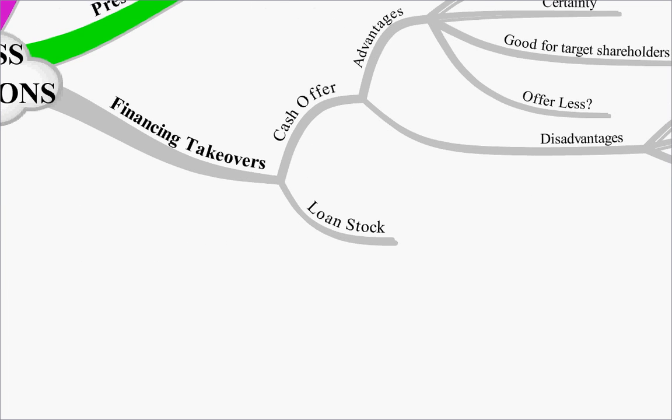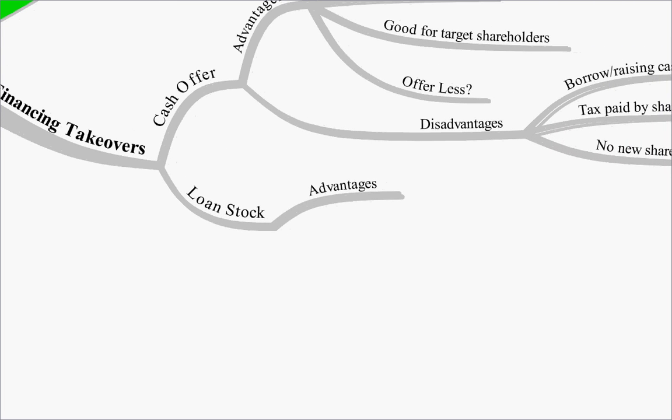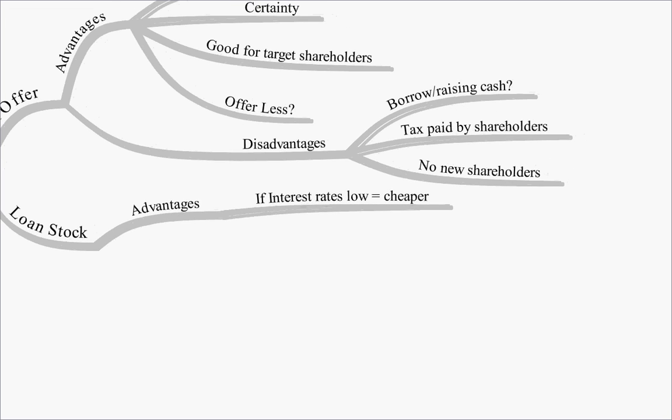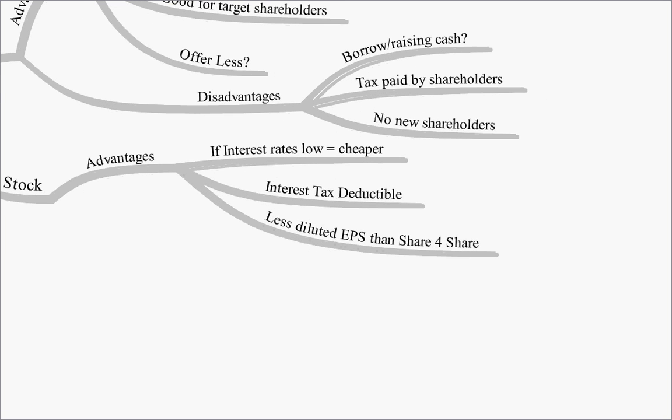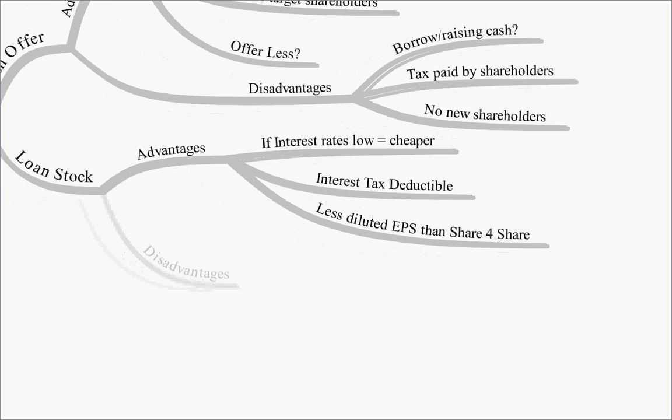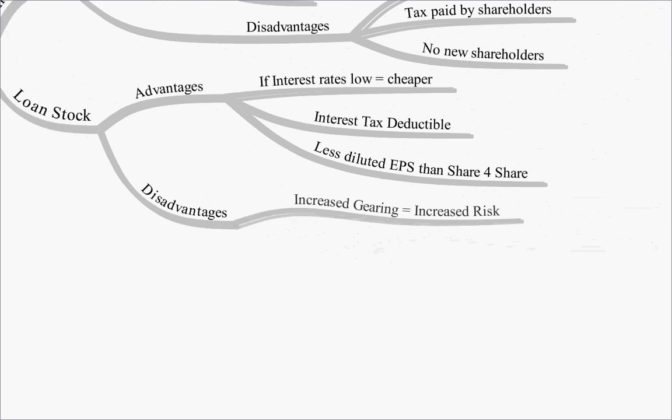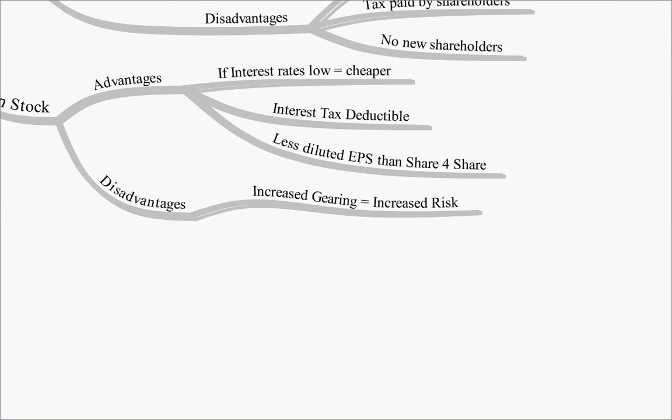Second method of financing the takeover is loan stock. The advantages of it is that if interest rates are low, which they are at the minute, it's going to be much cheaper. The interest that you pay is tax deductible, and it's going to less dilute your earnings per share than a share for share offer, which we'll look at in a second. Disadvantages, of course, are that it increases your gearing and therefore increases your financial risk.